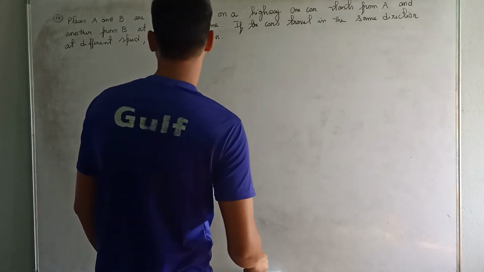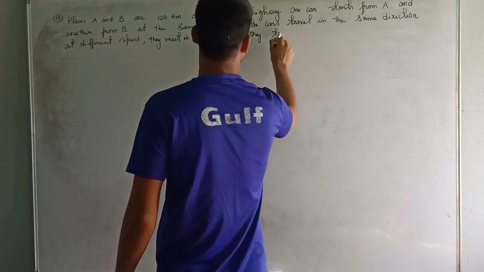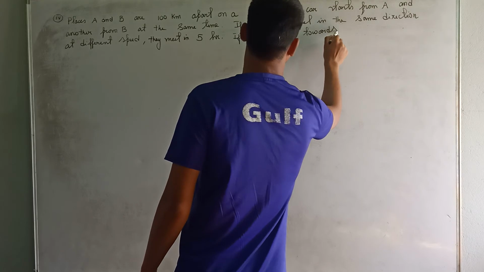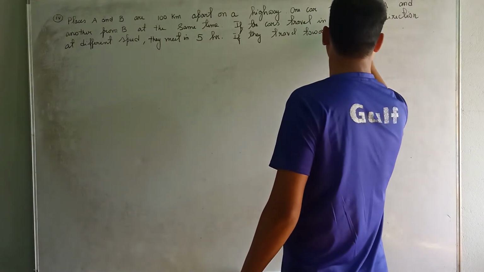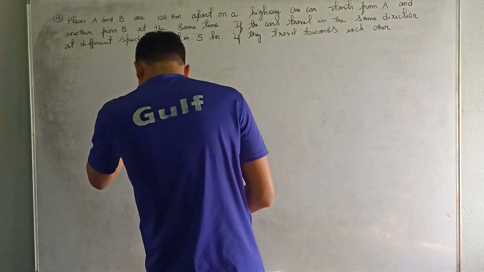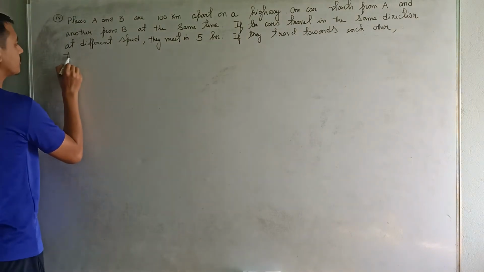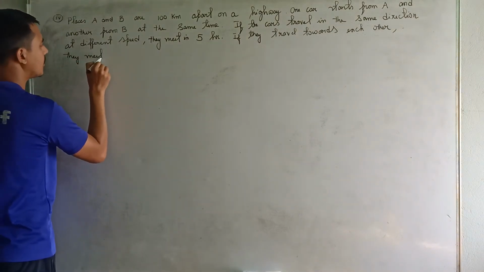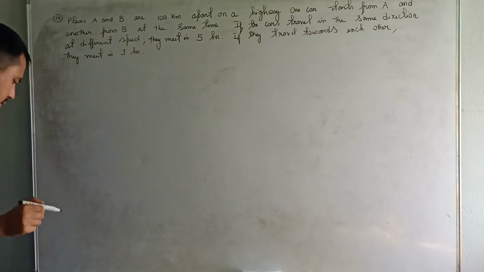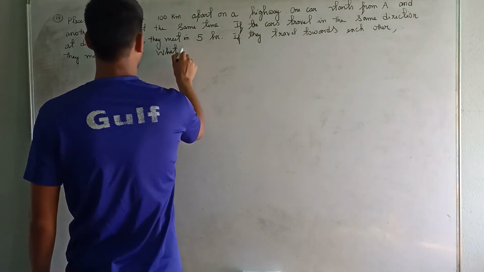If they travel towards each other, they meet in 1 hour. So you're asked to find out what are the speeds of the two cars.